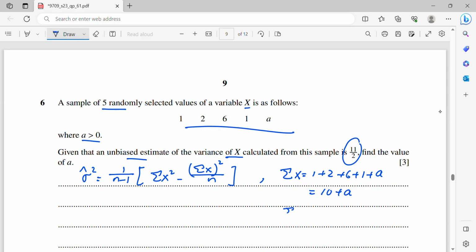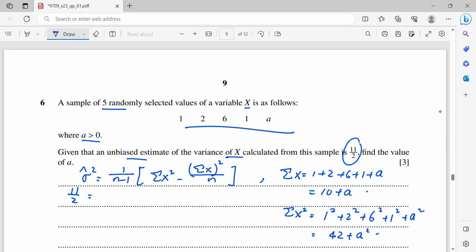Okay, then summation x squared will be 1 squared plus 2 squared plus 6 squared plus 1 squared plus a squared. So then you will get 42 plus a squared. Now substitute these two values into the formula. At the same time, the unbiased estimate of variance is given, which is 11 over 2.